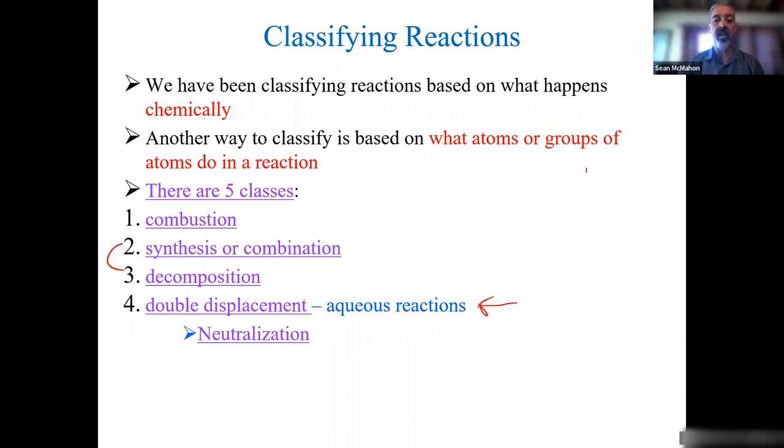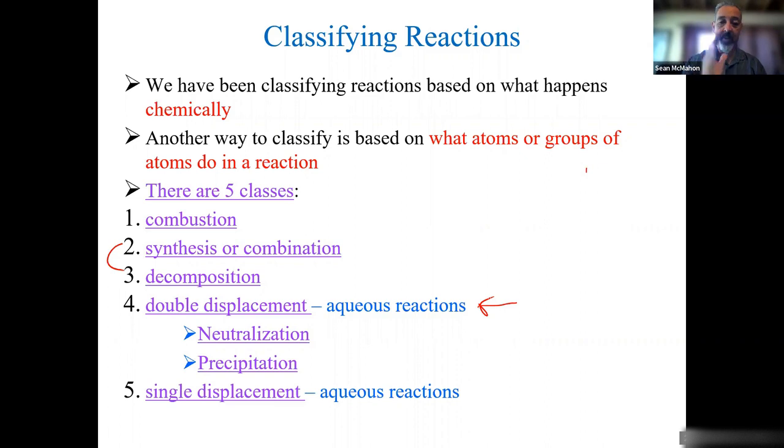Why? Because in double displacement, there's 2 types, neutralization and precipitation. I'll go over both. Okay, so precipitation is a type of double displacement. That's actually a little more specific than just double displacement, but it's okay. But the 5th is single displacement, and what I want to show people is, if you say it's an aqueous reaction, that's not enough, because there's multiple reactions that are dissolved in water. That's what aqueous means, in water. So that's not specific enough.